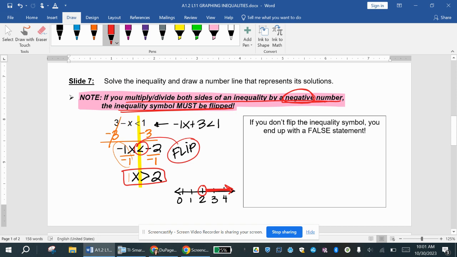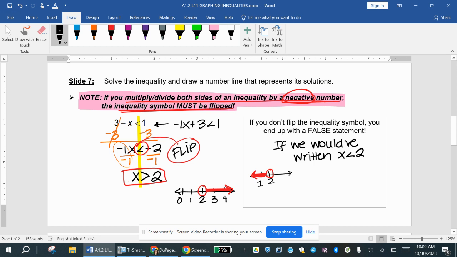If I forget to flip the inequality, okay? So if we would have written x is less than 2, okay? So if I had forgotten the flip, think about it. Less than 2 would be something like 1, right? That would mean that 1 is the solution.